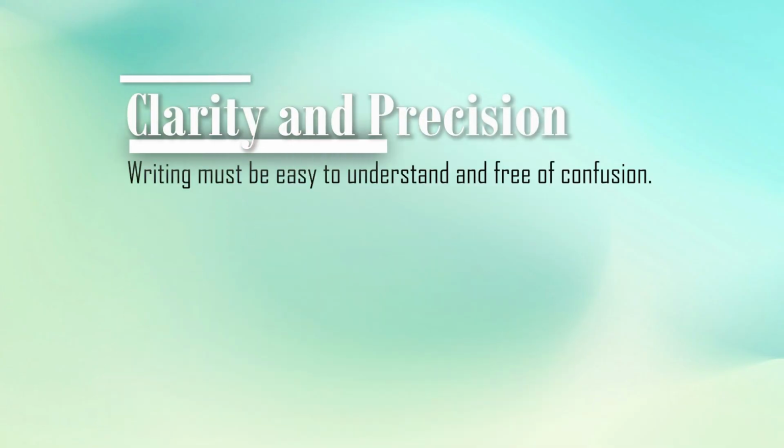The next aspect is clarity and precision. Writing must be easy to understand and free of confusion. How to write clearly? Use exact words, avoid unnecessarily long sentences, explain new and complex terms, and stick to the topic of the paragraph. Clarity helps the reader grasp your ideas easily. For example, instead of saying the poem is about things that happen in life, one should write, the poem focuses on the inevitability of change through metaphors of time.